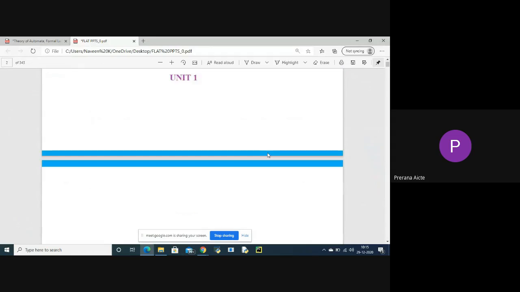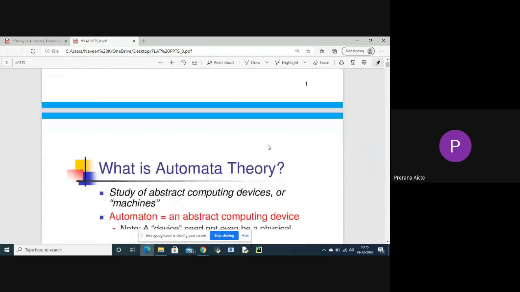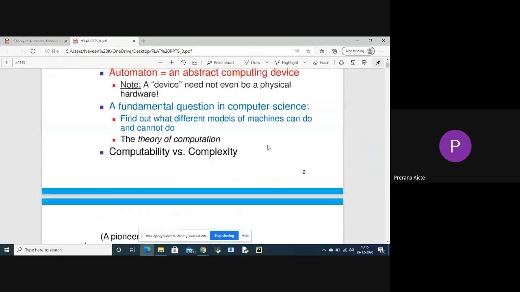Okay, this is the introduction about theory of computer science for your GATE subject, and maximum problematic questions come from FLAT only.